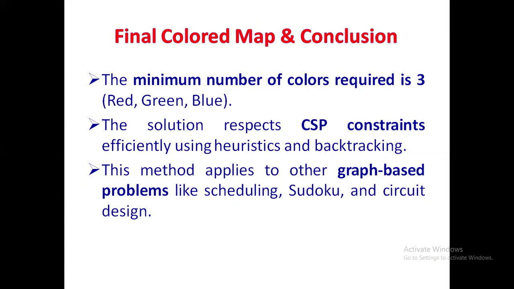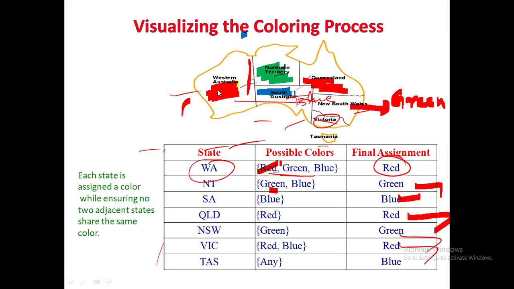So hope everyone understood this case. Here we are marking it as red. There are no other options; here the other options are green and blue. Here we are marking red because it is not connected with any red. For Victoria, we are marking it as red because there is no connectivity between this red and this red. So compulsorily we can mark it as red.